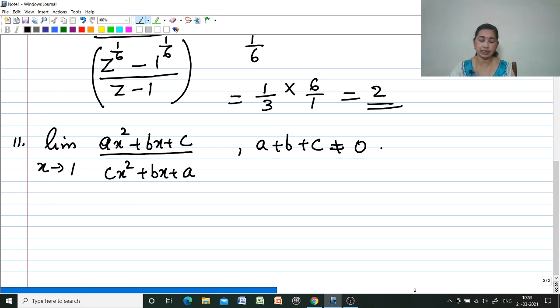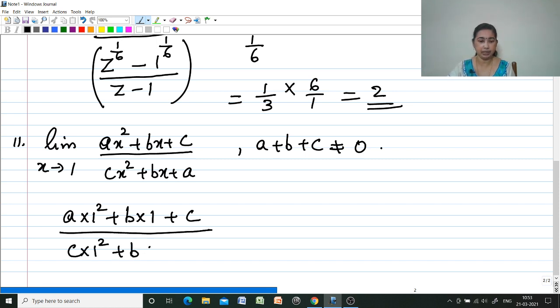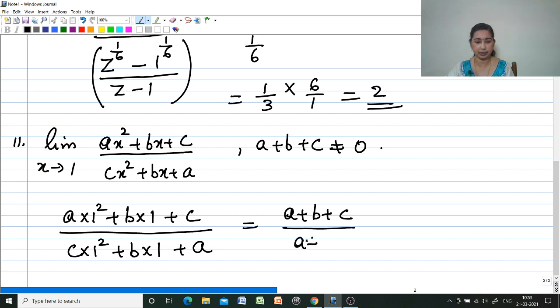If I put x equal to 1, we get a into 1 square plus b into 1 plus c, divided by c into 1 square plus b into 1 plus a. That is a plus b plus c divided by c plus b plus a, which is also a plus b plus c. Since the numerator and denominator are the same, the answer is 1.